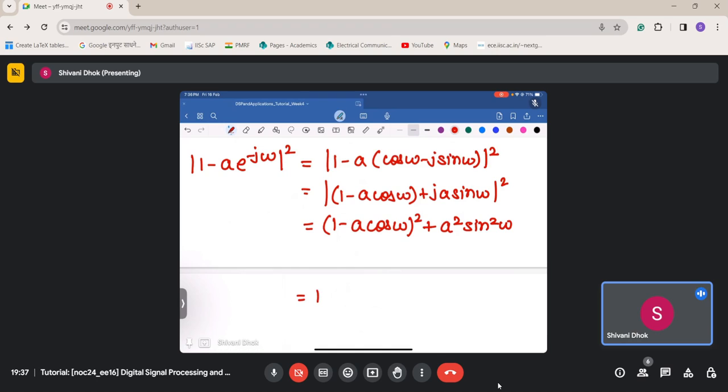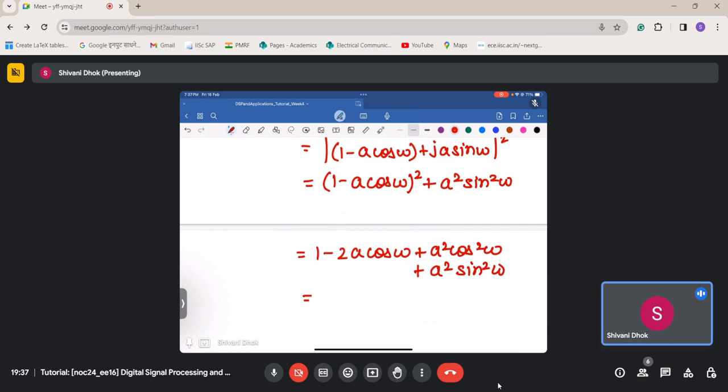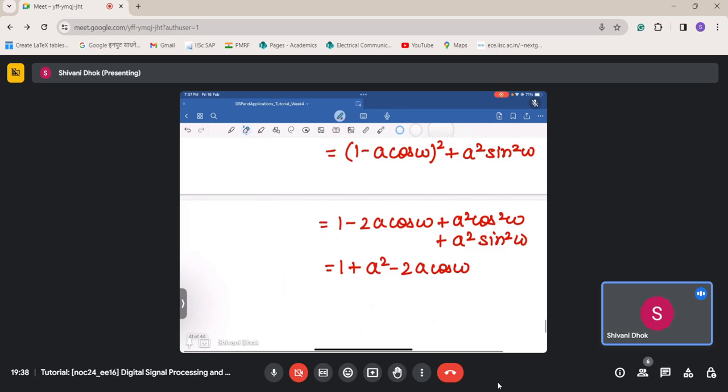So this thing here is 1 minus 2a cos omega plus a square cos square omega plus a square sine square omega. If I combine these two terms, this will simply be equal to a square. So I have 1 plus a square minus 2a cos of omega. So this is equal to the magnitude of 1 minus a e power minus j omega, squared. So this is what we are having.